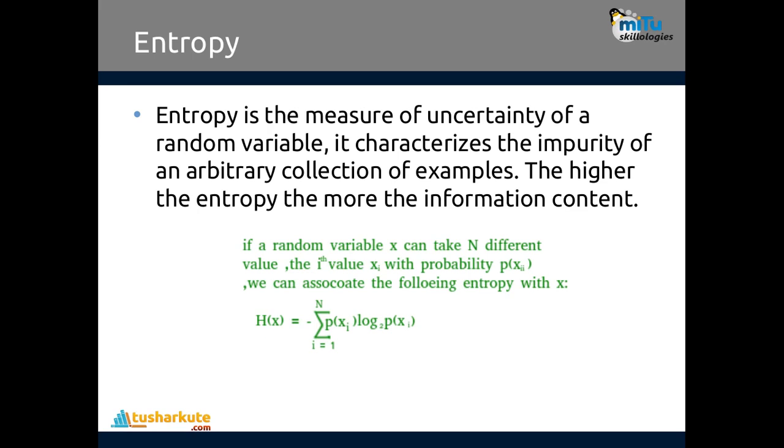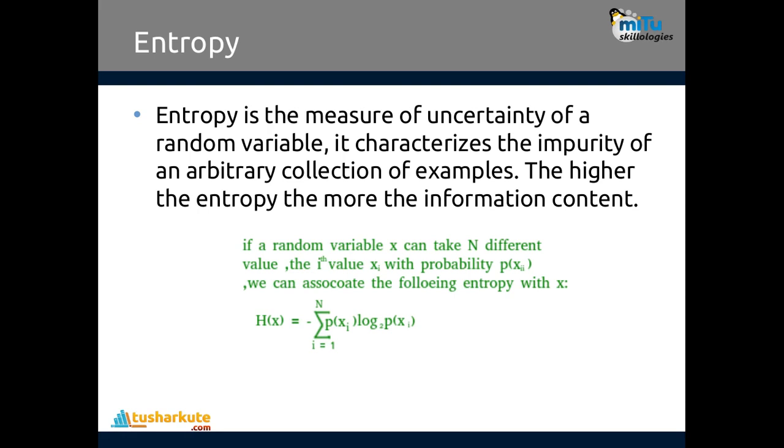It's a measure of uncertainty of a random variable. It characterizes the impurity of an arbitrary collection of examples. The higher the entropy, the more information content. So the feature with more information present will be chosen to perform the split. That's called the entropy or information gain concept. So this is the theoretical concept that you need to remember for the decision tree.